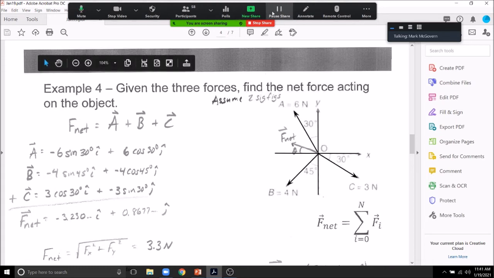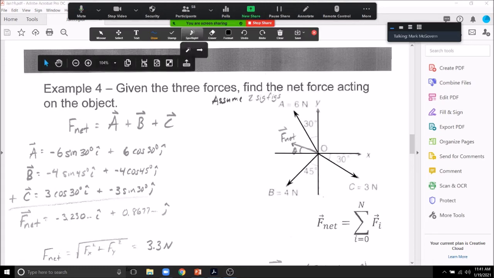Now, look at the components here, though. The angle is defined with respect to the positive y-axis. So that means my y component is my adjacent side. It gets the cosine, and the x component, being the side opposite, gets the sine function. That's why this is sine 30 degrees here. It's based on how the angle was defined. So minus 6 sine 30 degrees I hat, positive 6 cosine 30 degrees j hat. That's A in component format.